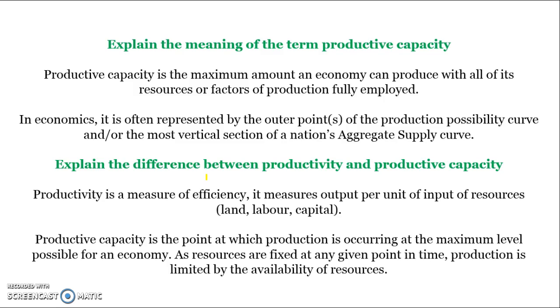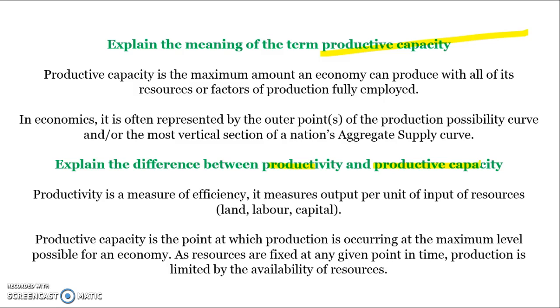Explain the meaning of the term productive capacity. Okay, these are two really important terms. You need to be able to define productive capacity and the difference between productivity and productive capacity really clearly. So productive capacity is the maximum amount an economy can produce with all of its resources or factors of production fully employed. It's often represented by the outer points of the PPF, or the most vertical section of an aggregate supply curve. It's the maximum amount an economy can produce if all its resources or factors of production are fully employed, which basically incorporates everybody that's included in the labour force.